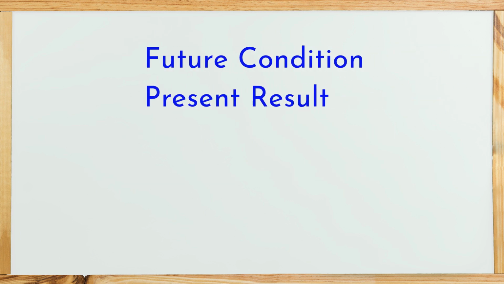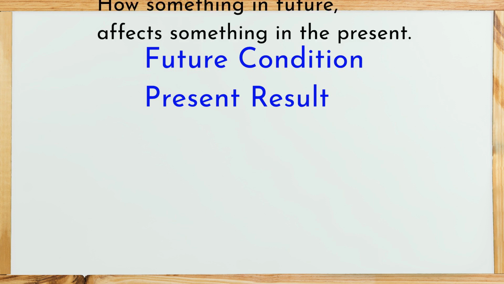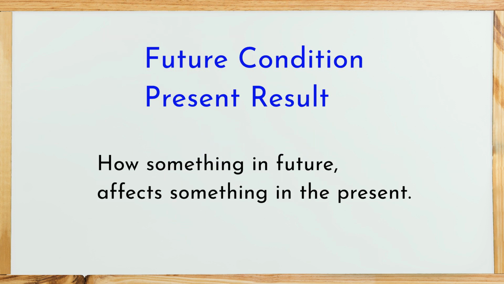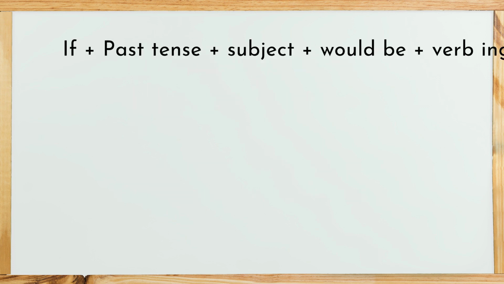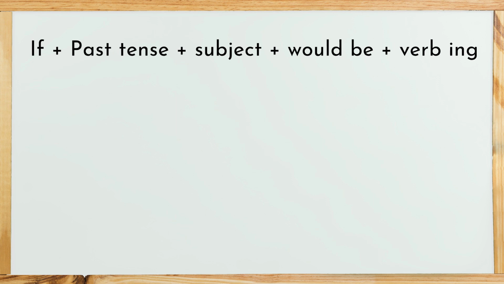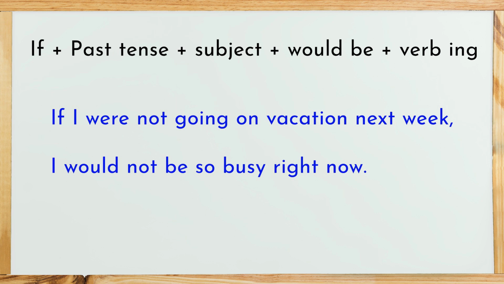Our last mixed conditional is future condition with present result. Means how something in future affects something in the present. For this we have if, past tense, subject, would be verb ing. For example, if I were not going on vacation next week, I would not be so busy right now. It means the reason I am so busy right now is that I am going on vacation next week. So I am busy in preparation.